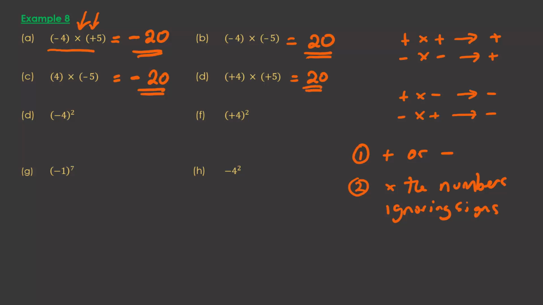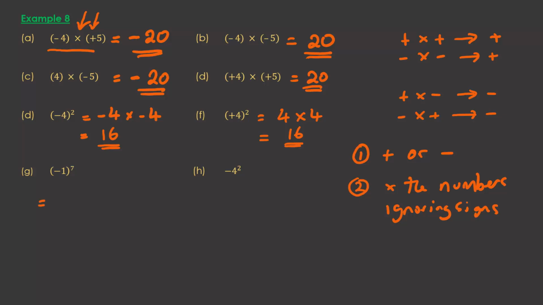-4 squared, that means -4 times -4. Remember, the square just means multiply a number by itself. So I'm doing a negative times a negative, so the answer is positive, and then doing 4 times 4, which is 16. A positive 4 squared, well, that's just 4 times 4, and we know the answer there is 16.